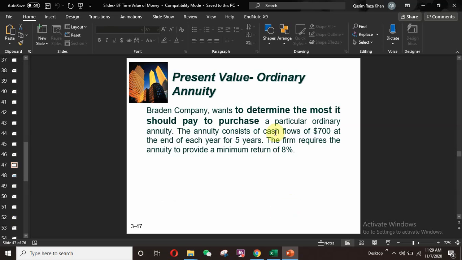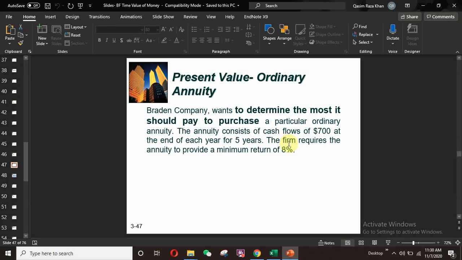So Bread and Company wants to determine the most it should pay to purchase a particular ordinary annuity. The annuity consists of cash flows of 700 at the end of each year for 5 years. The firm requires the annuity to provide a minimum return of 8%.